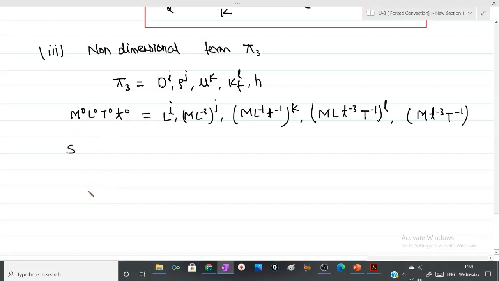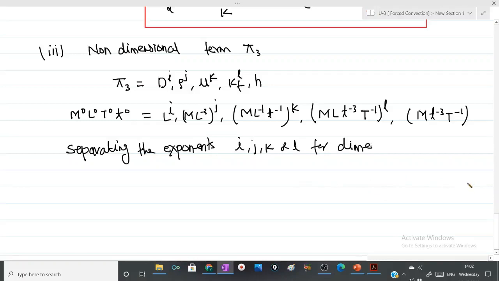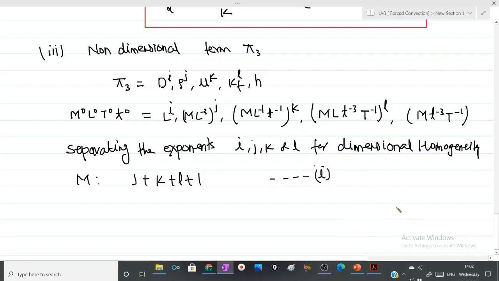Now, once again, separating the exponents i, j, k, and l for dimensional homogeneity. So for mass M, I can write it as j plus k plus l plus 1. Let's say this is equation I.